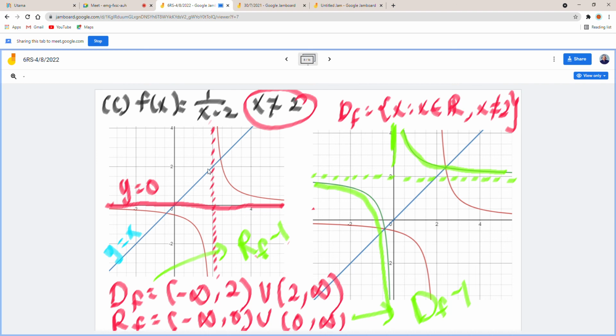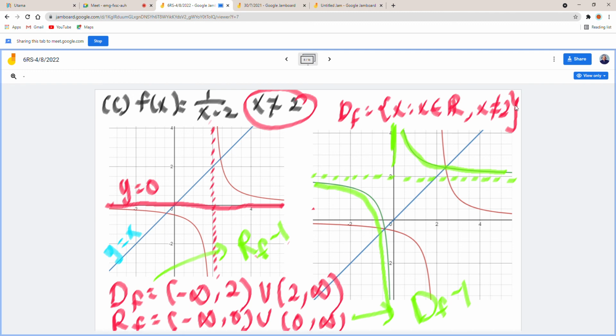Yeah, you cannot touch. Because for the domain, this part is also included, but we don't want this part, so we have to use this method. If you feel this method is confusing, then you can use this one: all real numbers on the x-axis except 2. You understand this one, right?